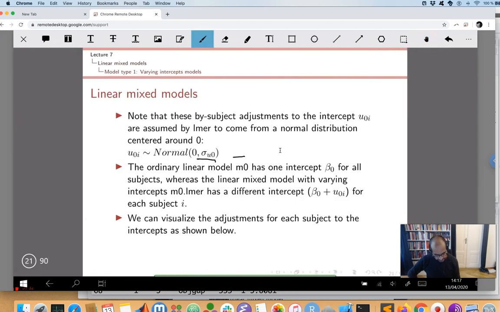So this is an assumption of the linear mixed model that the intercept adjustments are assumed to be generated from a normal distribution with mean 0 and some standard deviation that determines how much variation there is. So this is a parameter that the lmer function is going to estimate for you, the parameter being sigma u0, right? So it's the lmer function's job to estimate the variability between subjects in the intercepts.